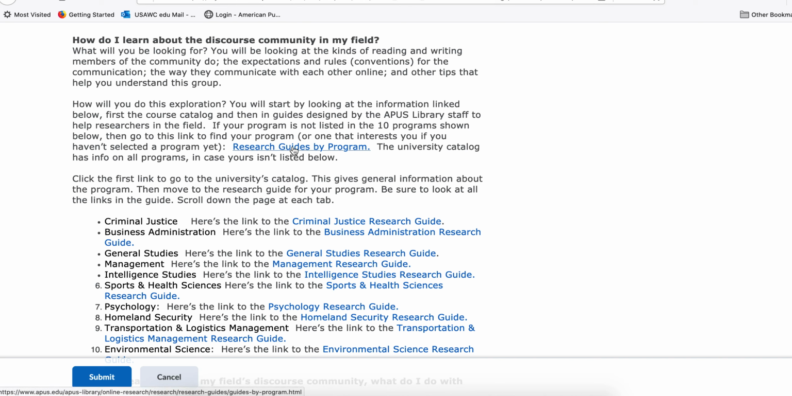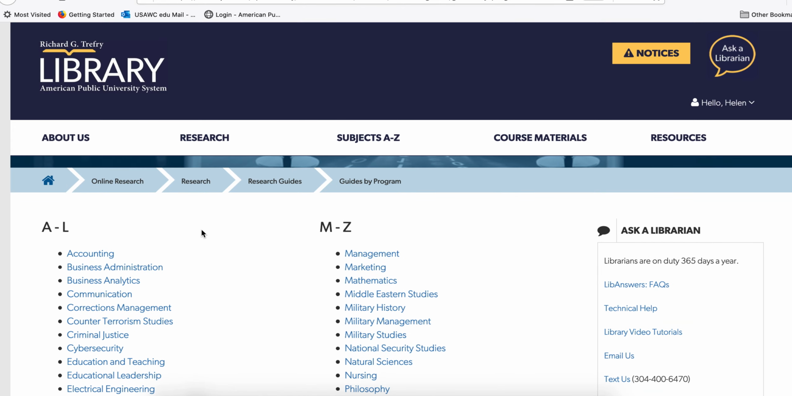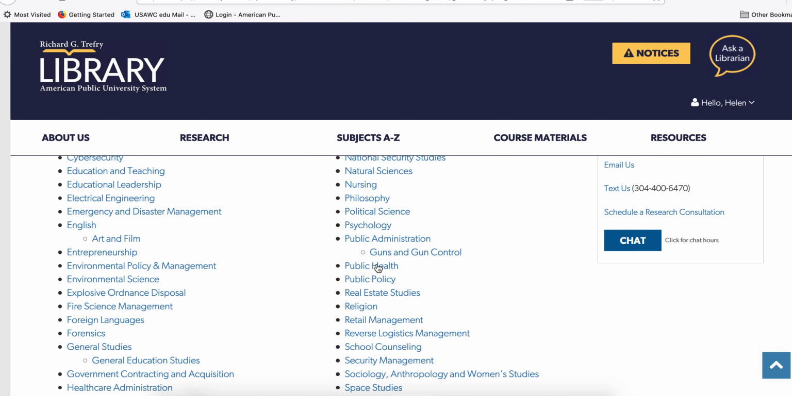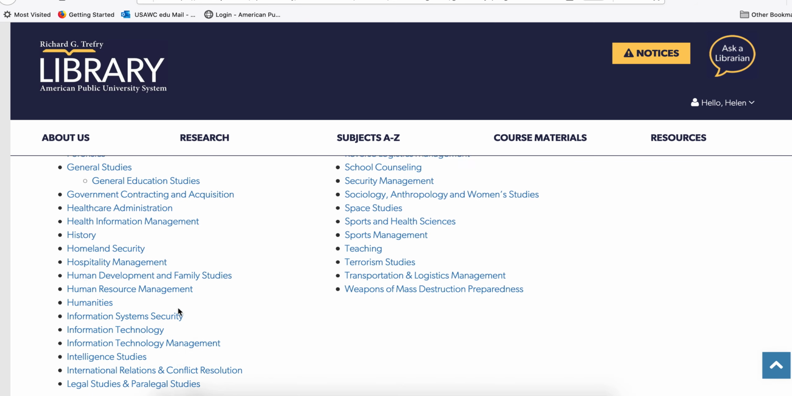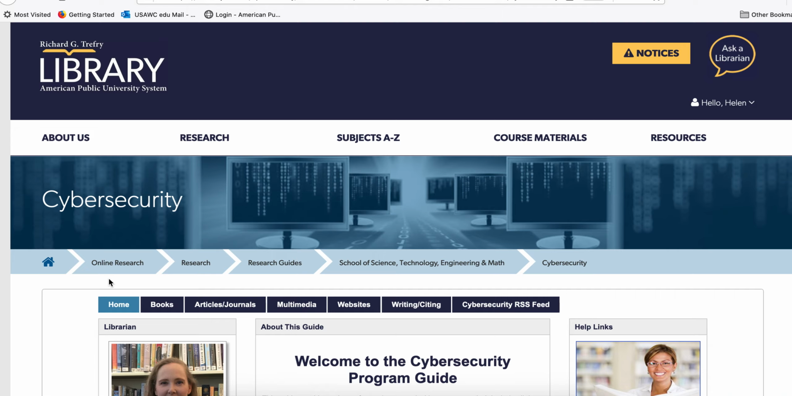Well, you need to go to the research guides by program. All right, so let's click on this. And it's going to take a few moments to pull it up. But when you click on that link, you're going to see basically a lot of majors here. You find your major and you click on it. So let's say, well, a lot of you are in cybersecurity. So I'm going to click on cybersecurity.